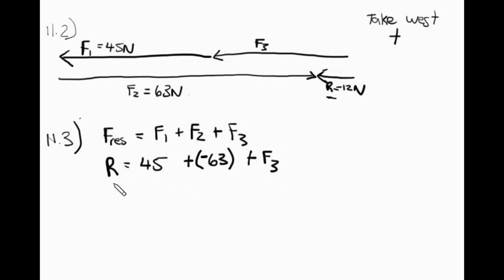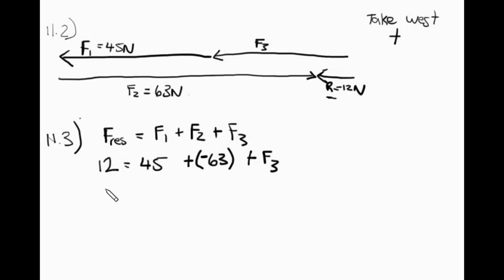Now in the next step, I have added a step here. What you could have done is gone straight here and said R was 12, is equal to all of that. Still would have been correct either way. So let's leave it like that for now. So 12 equals 45 plus negative 63 plus F3.